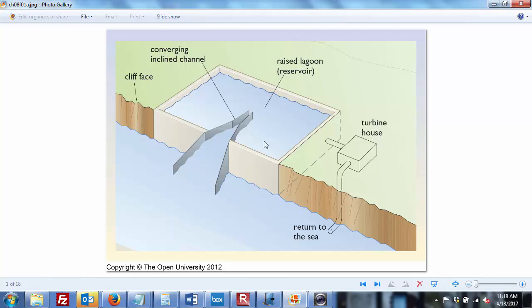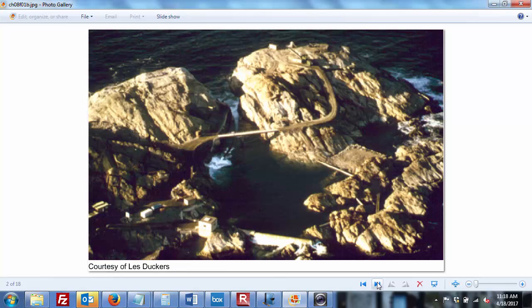Okay, so here's an example. Tide comes in, it's raised enough, and you've sort of got a one-way valve. The turbine creates electricity, and then back to the ocean. So there's your sort of renewable cycle, if you will.